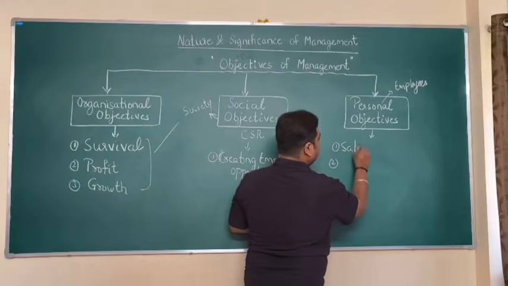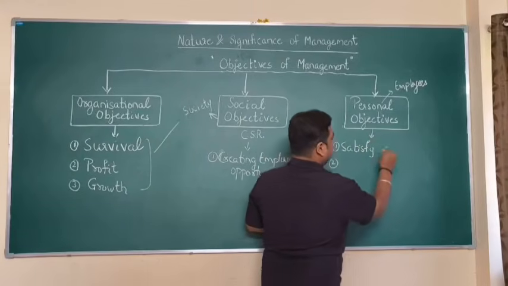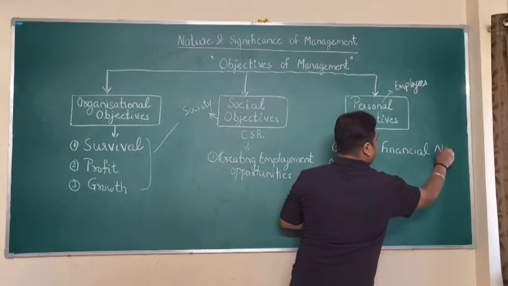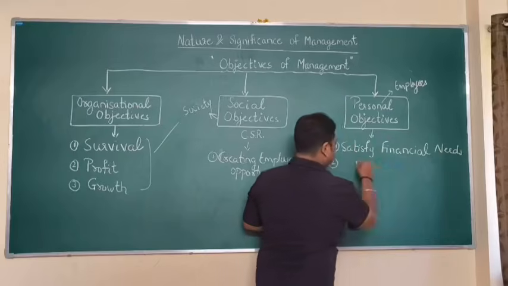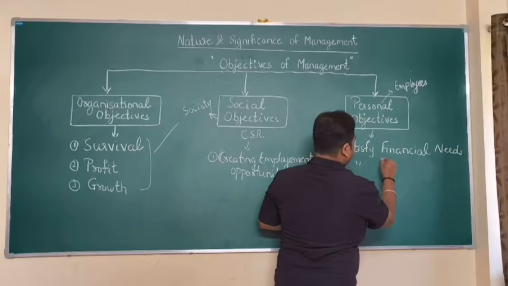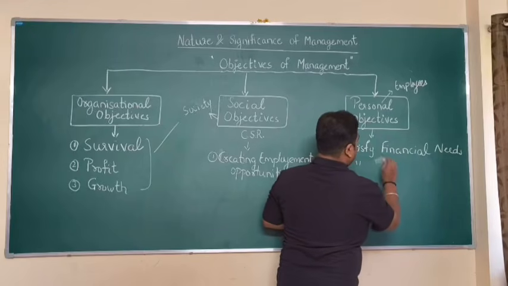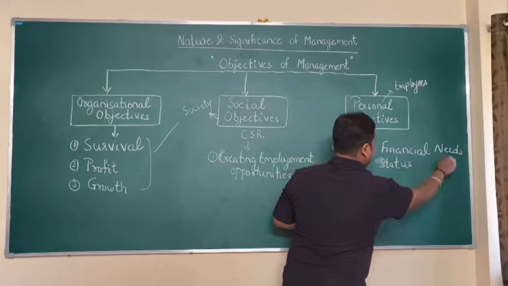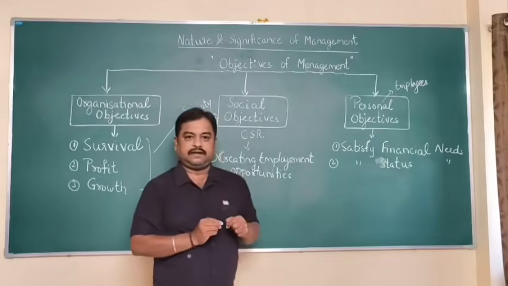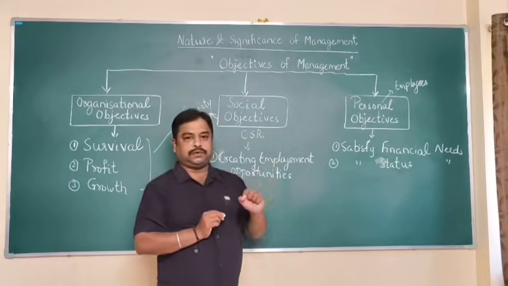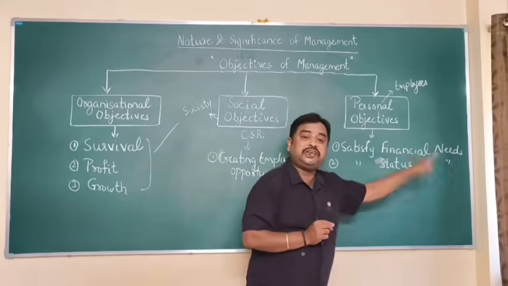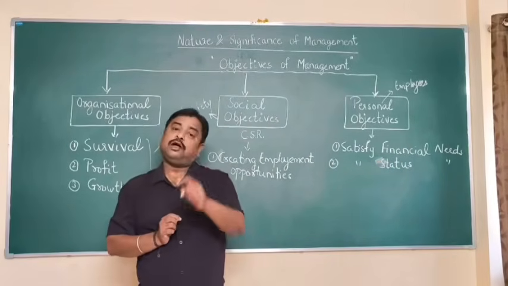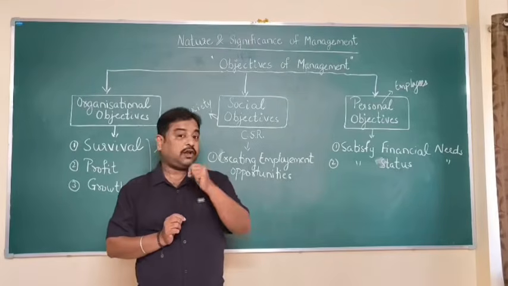One is satisfy the financial needs and also satisfy the status needs. 2 objectives. One is satisfy the financial needs. Why does everyone come to work? Why do they work? To satisfy their financial needs or economic needs.